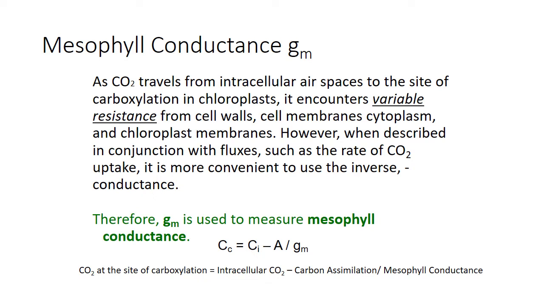So CC, CO2 at the site of carboxylation in the chloroplast, is equal to CI, the CO2 level in the intracellular air spaces, minus A, or photosynthetic rate, divided by GM, or mesophyll conductance.